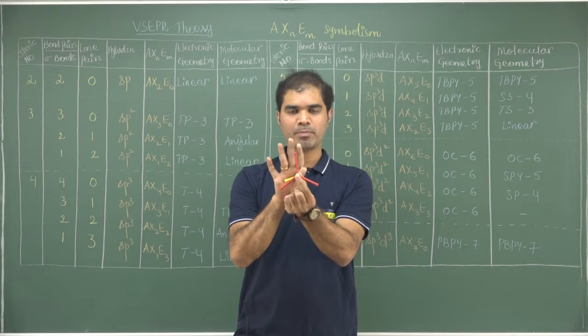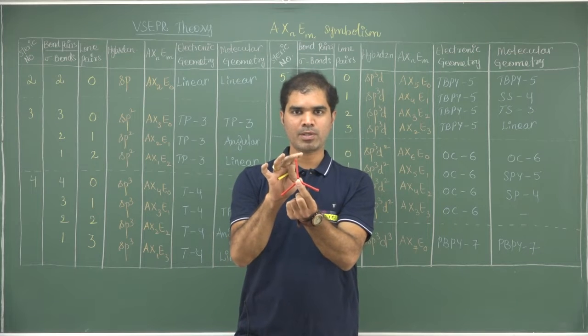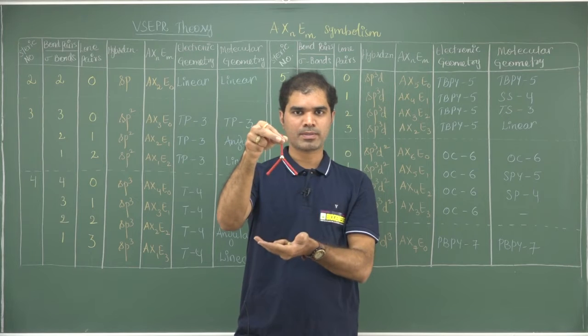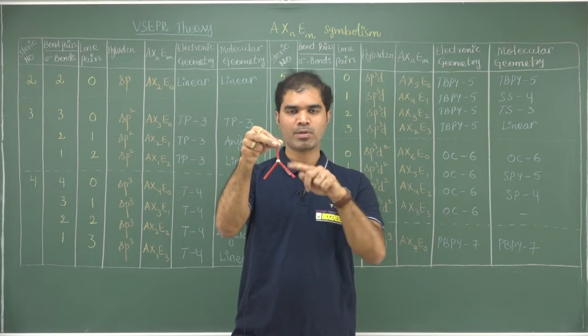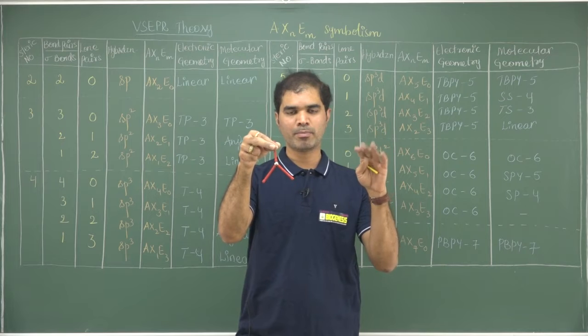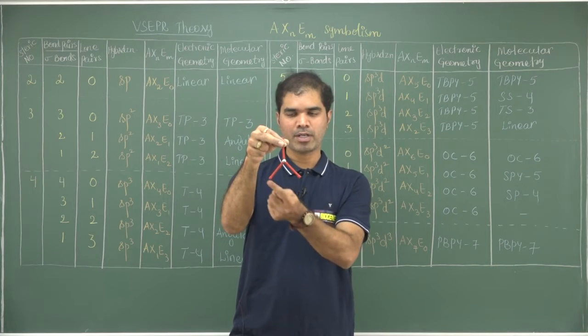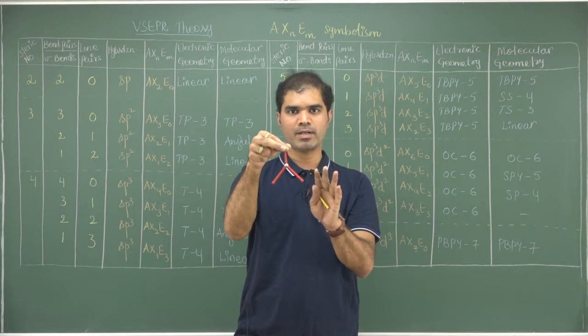Suppose the domain occupied is a larger domain, maybe a lone pair or a double bond, then these 2 bonds will close. Because it is a double bond, a double bond or a triple bond will always occupy a larger space in comparison with a single bond. So in such a case, it will be a trigonal planar geometry but not an equilateral triangle.